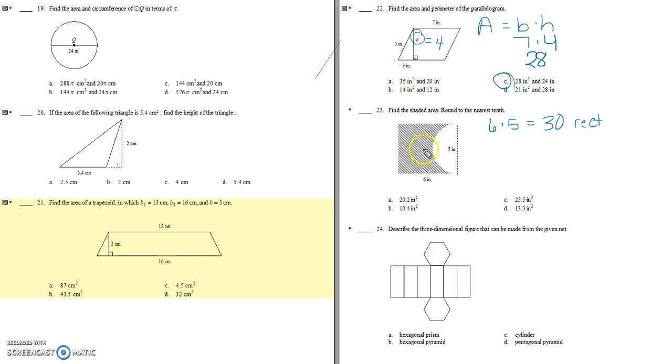The circle, I have half of a circle. Half of a circle. So that's pi r squared. Well, 5 is the diameter. So the radius is equal to 2.5. So pi times 2.5 squared. Okay, then I'm going to need to subtract that because I have to get the circle out of the rectangle area. So I'm going to pull up my calculator.